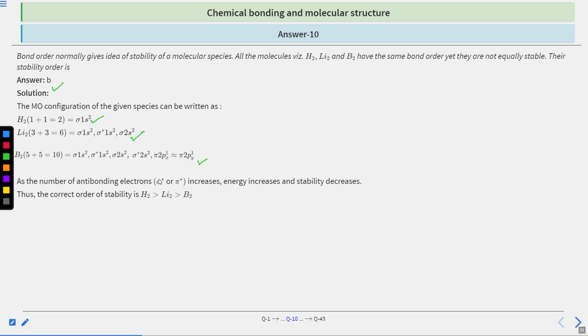As the number of antibonding electrons, that is sigma star or pi star electrons, increases, energy increases and stability decreases. Thus, the correct order of stability is H2 the most, then Li2, and then V2. Hence, option B is the correct answer.